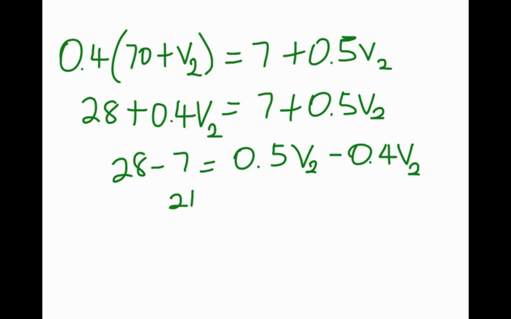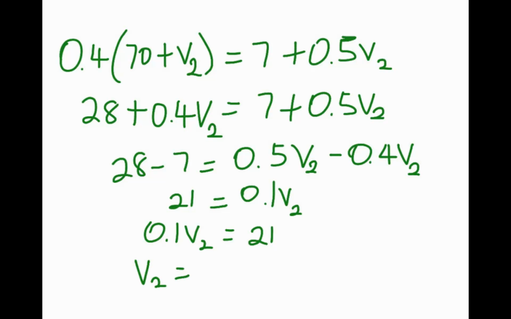So 21 is equal to 0.1 V2. And we have that 0.1 V2 will give us 21. So when you divide it, we have that V2 will be 21 divided by 0.1. And that gives us 210 gallons.